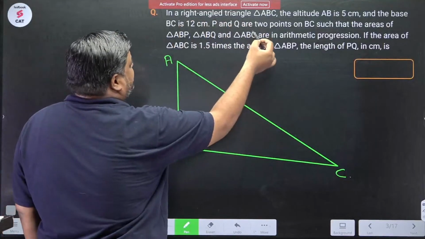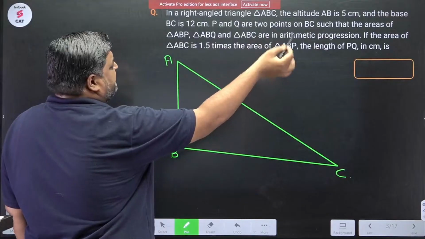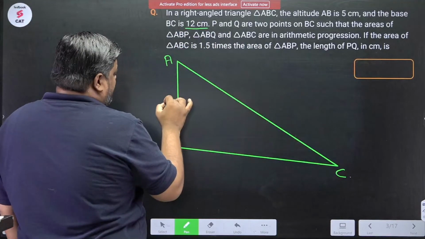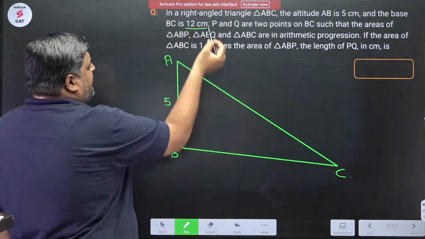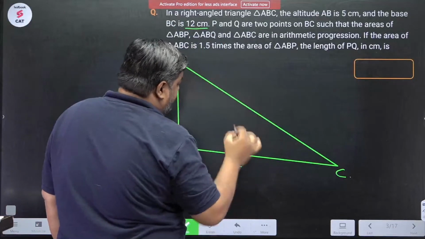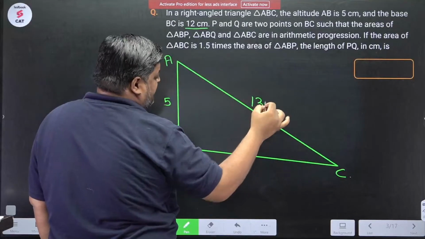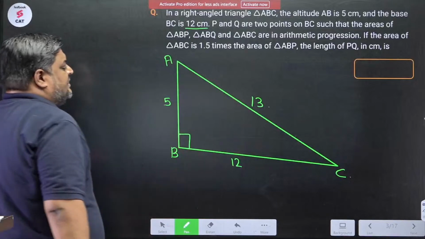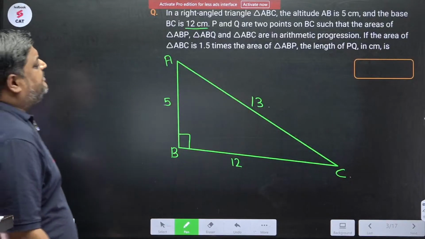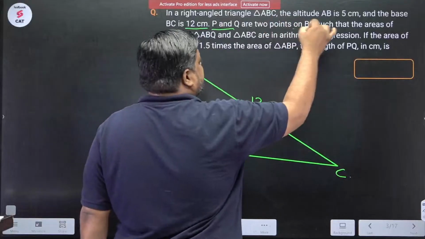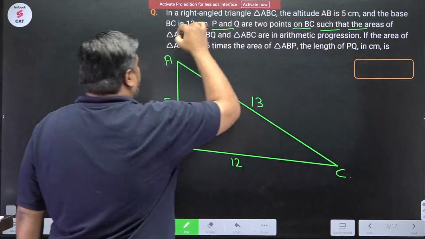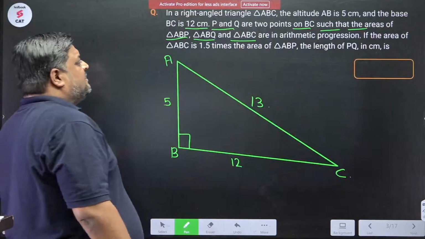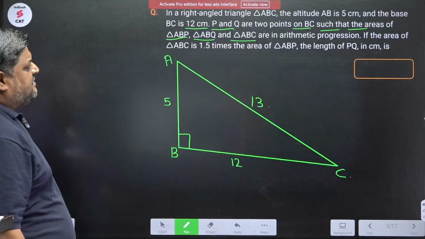In a right angled triangle, the altitude AB is 5 centimeter and the base BC is 12 centimeter. We know the third side is 13 centimeter. Right angled at B. Now P and Q are 2 points on BC such that the areas of triangle ABP, ABQ and ABC are in arithmetic progression.